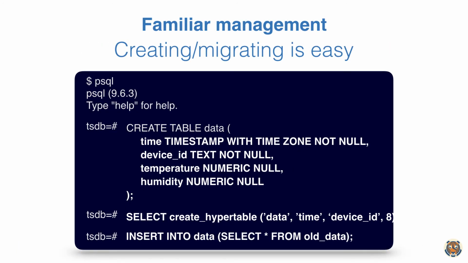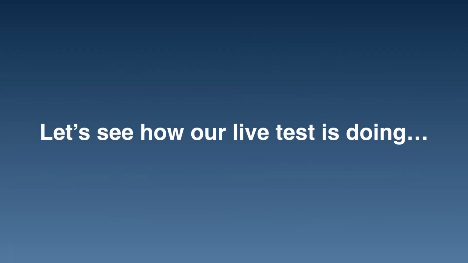Our interface is your familiar SQL interface. So you would create a table using a regular SQL create table command. You would run one of our functions to transform a regular table into a hypertable. And after that, you can do all of your regular SQL commands directly onto the table. In this case, I'm just copying data from an old table into the new hypertable. But you can do selects, you can do updates, all of these things just work. You can do upserts, for example.